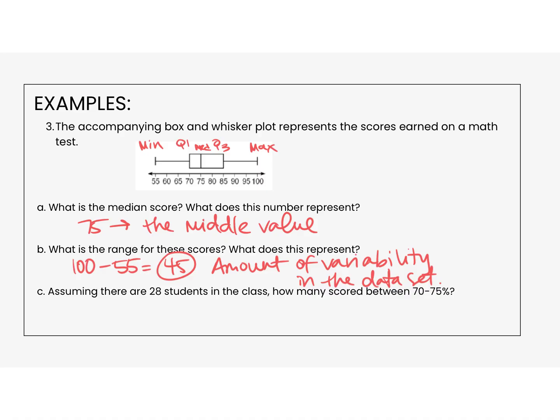And then C, assuming there are 28 students in the class, how many scored between 70 and 75%? So that's right here, and that's from first quartile to median. So that is 25%, because each of these is 25%, 25%, 25%, 25%, right? That's what makes our 100. So assuming that there's 28 students in the class times that 25%, that means 7 students scored between 70 and 75. Okay, so that's just us getting started with statistics, mean, median, mode, box and whisker plots.